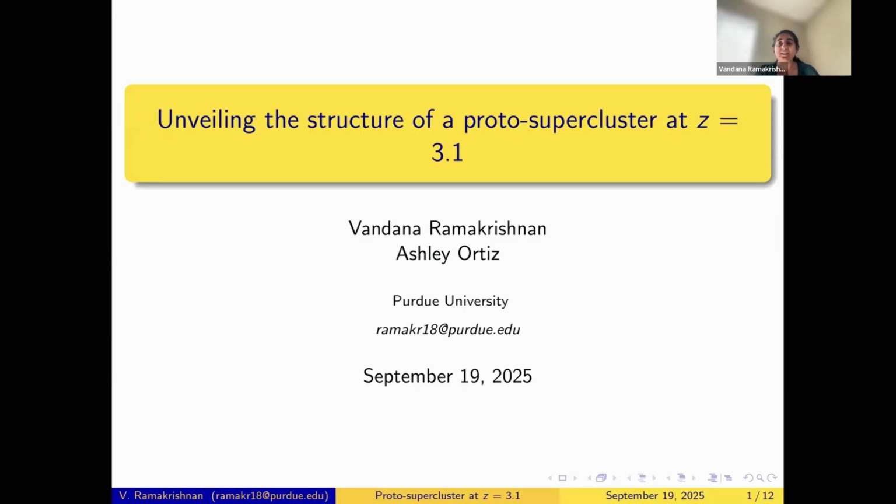Today I'm going to be telling everyone a little bit about the work we've been doing to uncover and trace the large scale structure at high redshift in 3 dimensions. And specifically, I'm going to be telling you about this one very interesting and very extreme structure we've identified at redshift 3.1. Let's get into it.